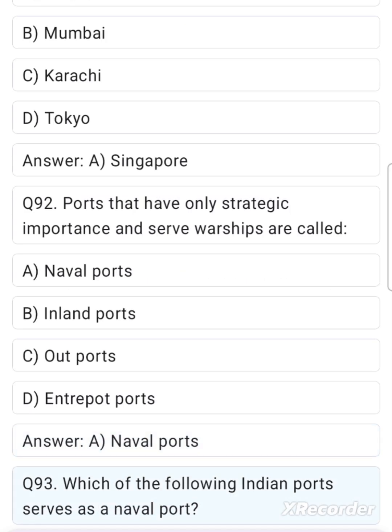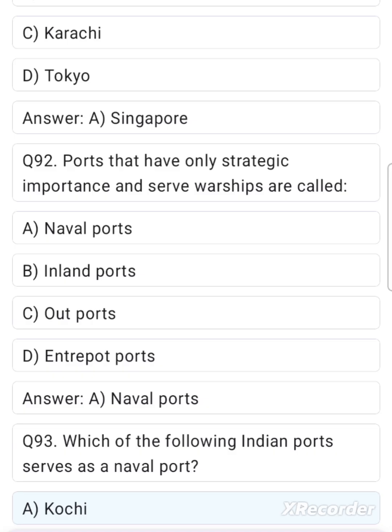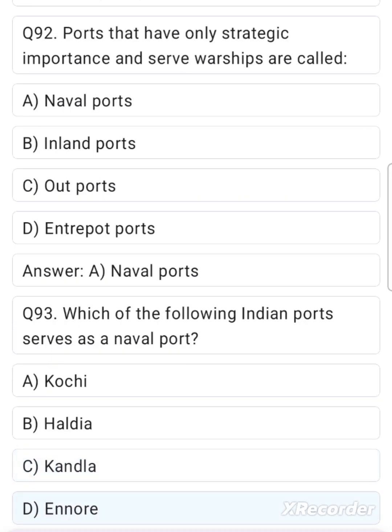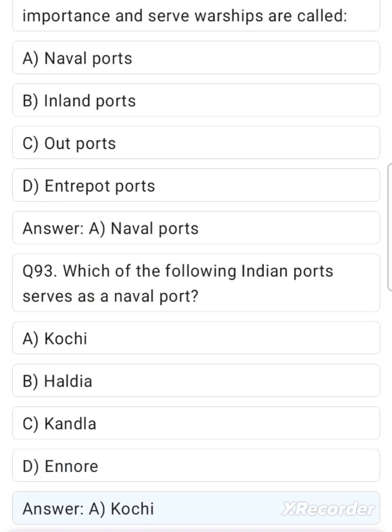Q93. Which of the following Indian ports serves as a naval port? A. Kochi. B. Haldia. C. Kandla. D. Ennur. Answer: A.